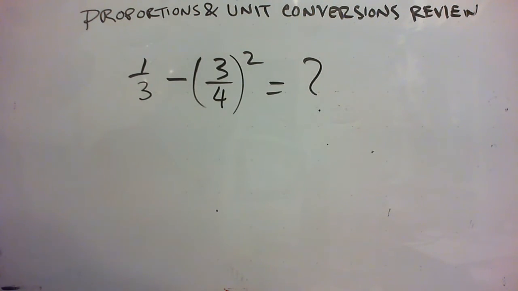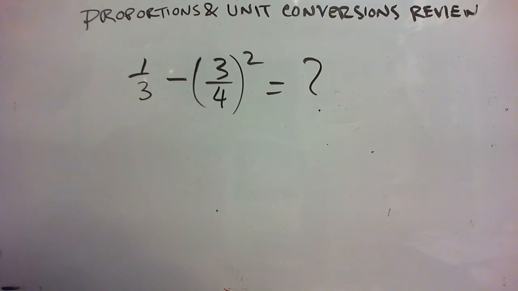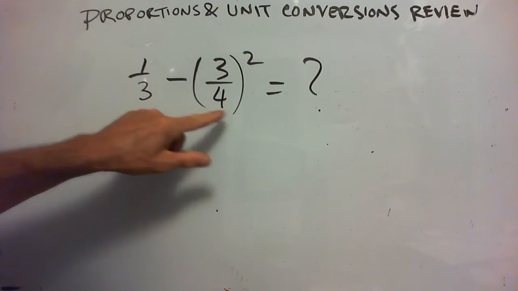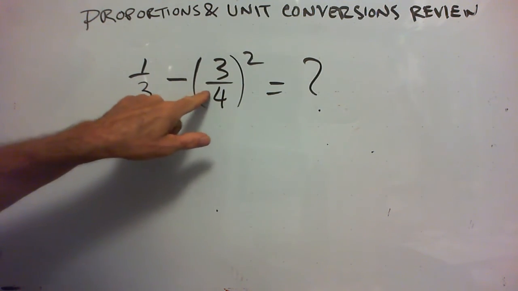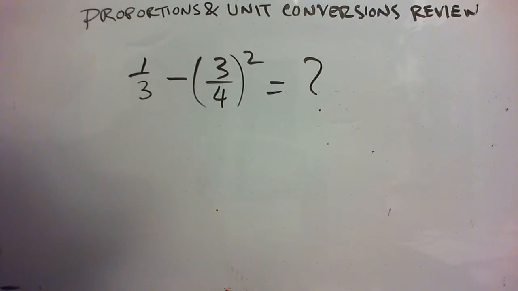Okay, and I'm going to include one review problem, just because it is part of the homework, somewhat like number 10. See if you can do this one. Pause the tape and see if you can do this. 1/3 minus 3/4 quantity squared. Give the answer as a fraction. So make sure we're keeping our fraction skills here.